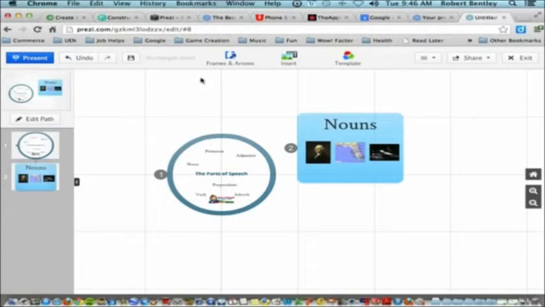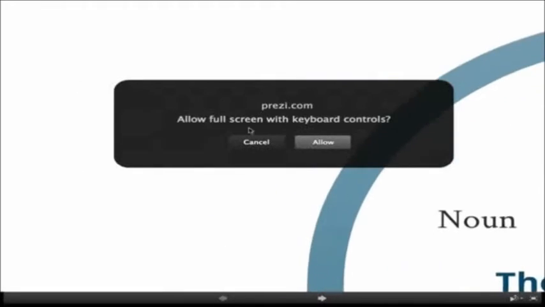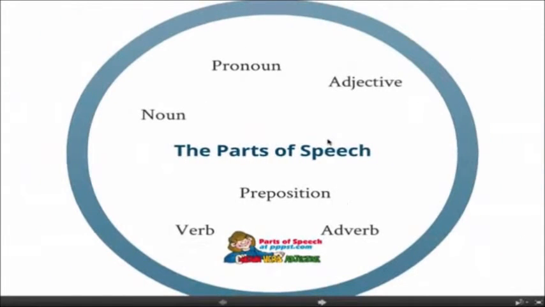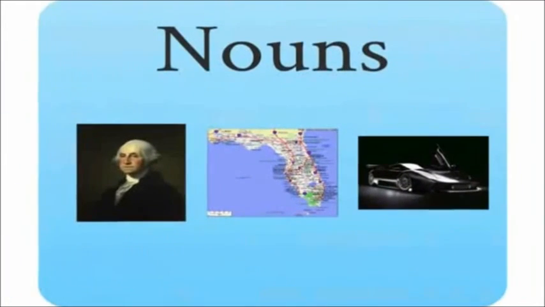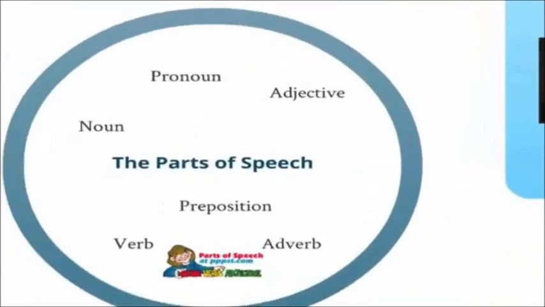If I go in the upper left corner and click present and allow, this is what my Prezi would look like. If I use the arrow keys, the left and right arrow keys on the computer, I can advance, and it follows the order that I established.